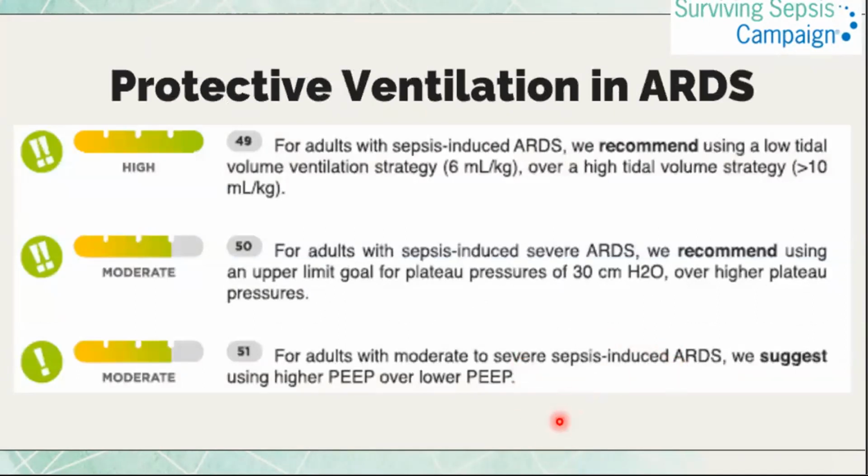So, protective ventilation in ARDS. For adults with sepsis-induced ARDS, we recommend using a low tidal volume ventilation strategy, 6 mL per kilo, over a high tidal volume strategy. For adults with sepsis-induced severe ARDS, we recommend using an upper limit goal for plateau pressures of 30 centimeters of water over higher plateau pressures. And for adults with moderate to severe sepsis-induced ARDS, we suggest using higher PEEP over lower PEEP.